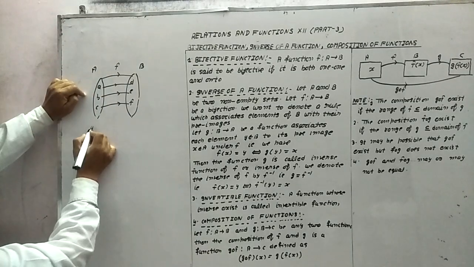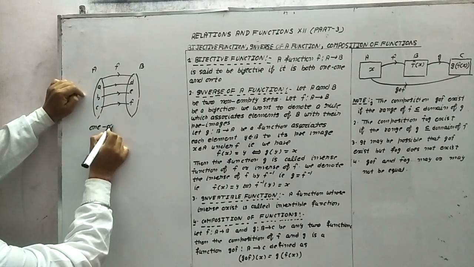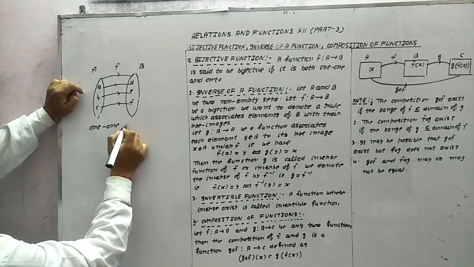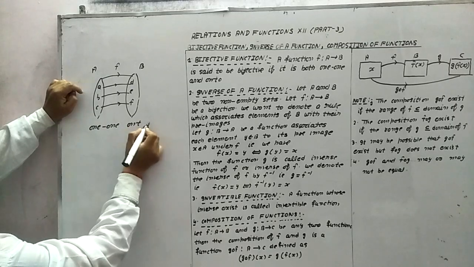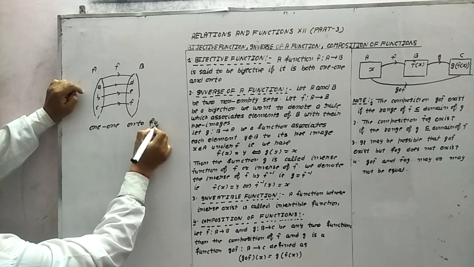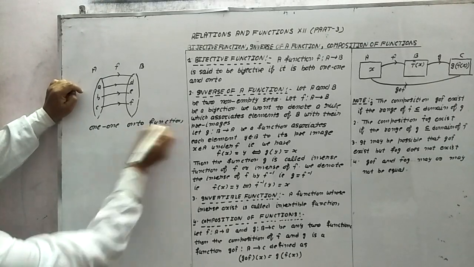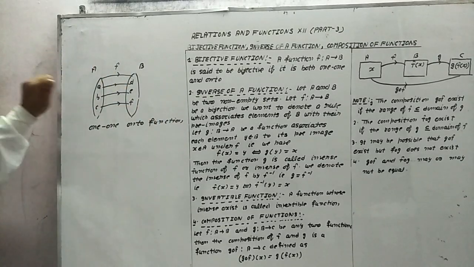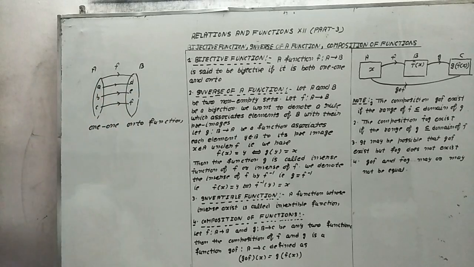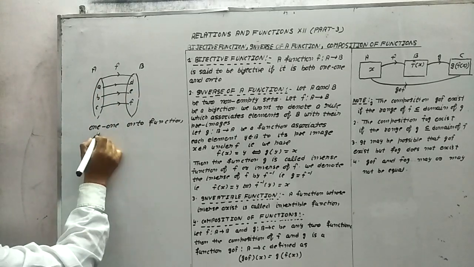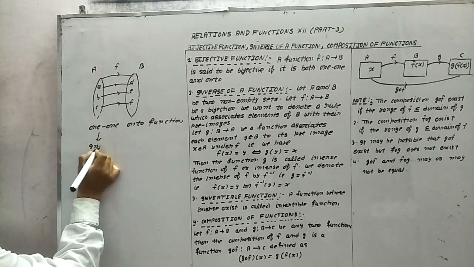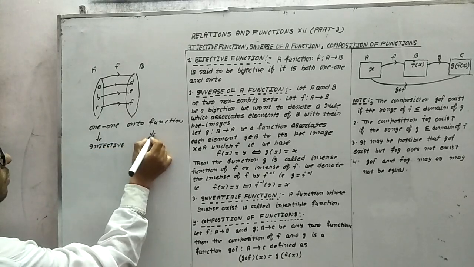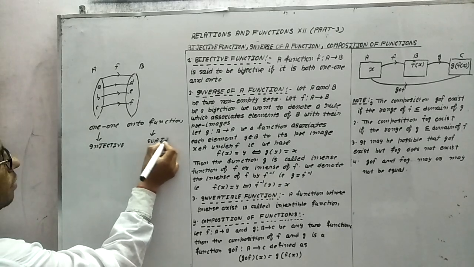So on the basis of domain, the name of this function is one-one, and on the basis of codomain, it is also known as an onto function. So on the basis of this figure, we can say this is a one-one onto function. I explained that one-one is known as injective function, and onto is known as surjective.